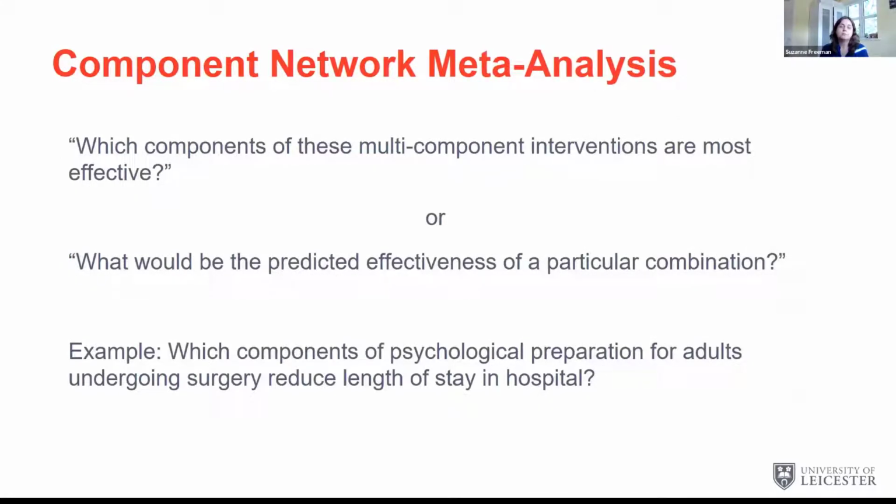And an alternative approach to network meta-analysis is component network meta-analysis. So component network meta-analysis is relevant when we have these interventions that are made up of components, often multi-component interventions. And it allows us to answer questions such as which of the components of these multi-component interventions are most effective. And it also allows us to predict the effectiveness of particular combinations of components. So for this length of stay example, the aim of the component network meta-analysis was to answer this question about which components of psychological preparation reduce that length of stay in hospital.